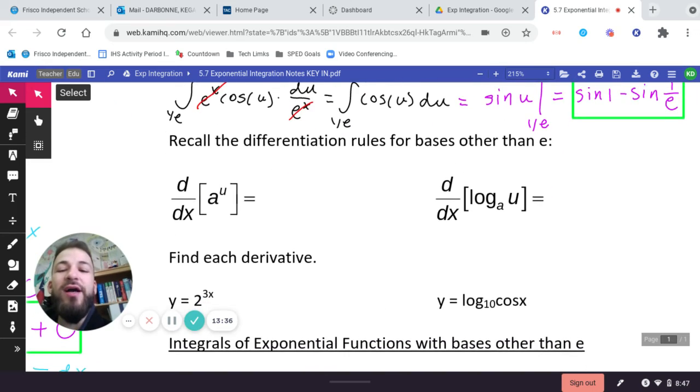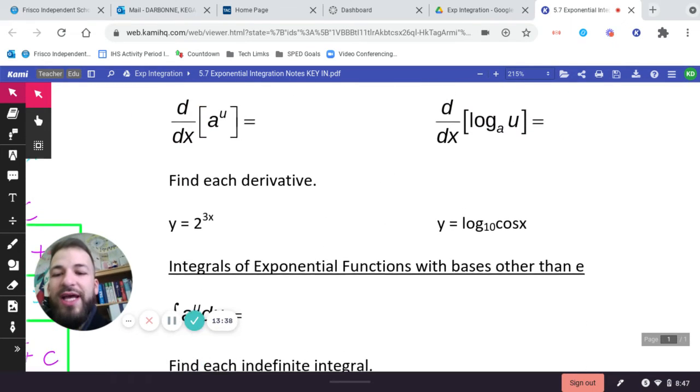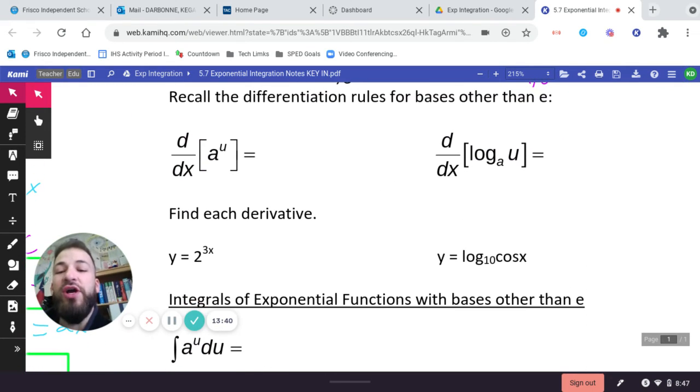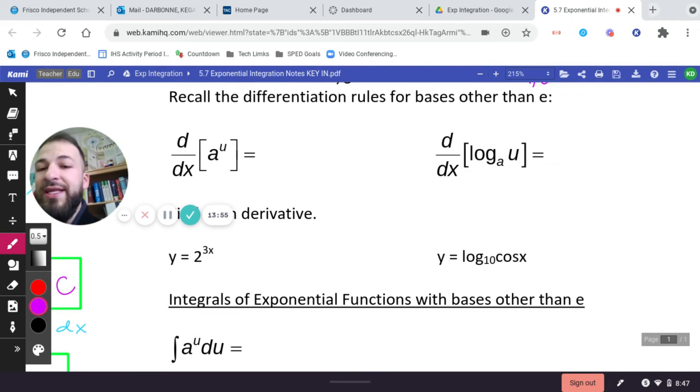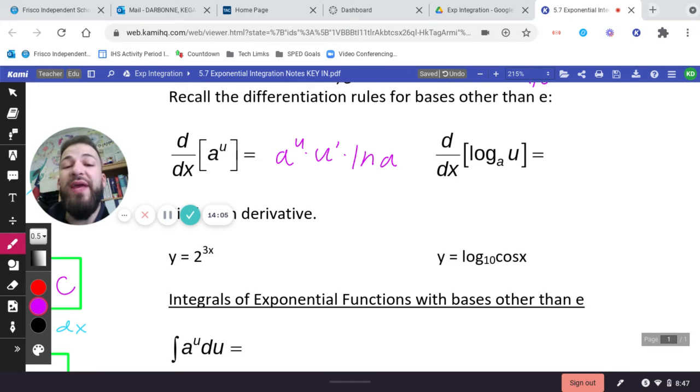Okay, so let's talk about one last little set of integrals, our integrals of a to the u and our integrals of log base a to the u. So just like with derivatives, these are not used as often. You're not going to run into them as much. Okay, so as a reminder, our derivative of a to the u starts out like our e. It is a to the u times u prime, but we add in our little natural log of a. We get that extra little constant, the natural log of the base.